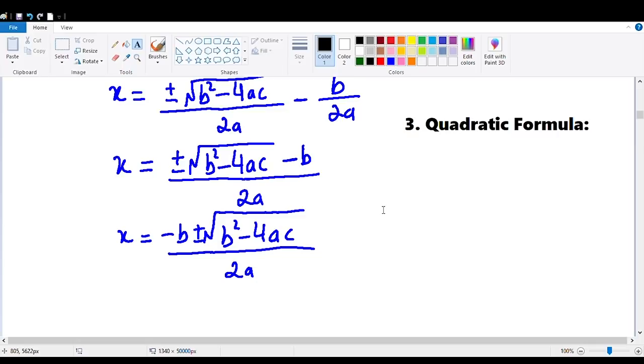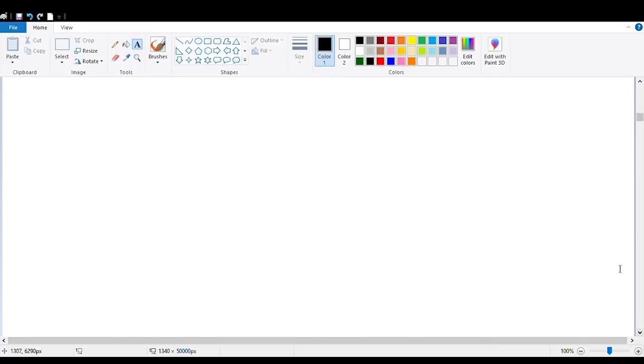A is the coefficient of x squared, c is the constant, and b is the coefficient of the x term, so yeah, it's basically coefficients. And yeah, so that's it. Now let me give you some examples of the completing square method, and then we'll do some examples about the quadratic formula.